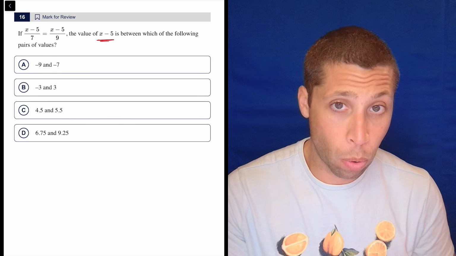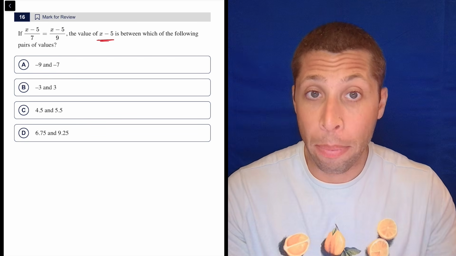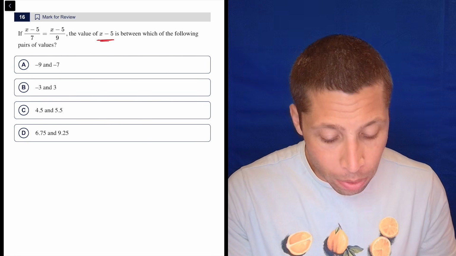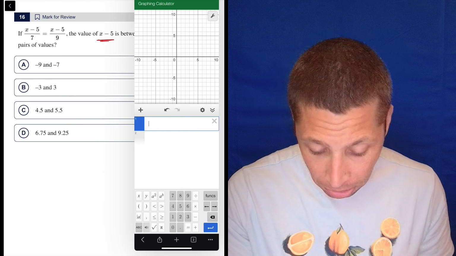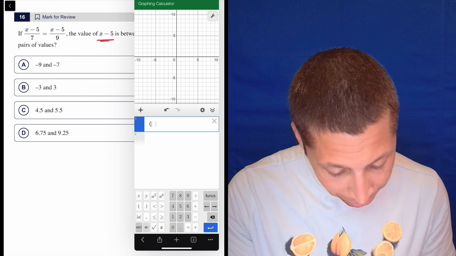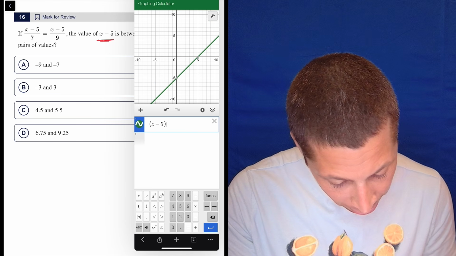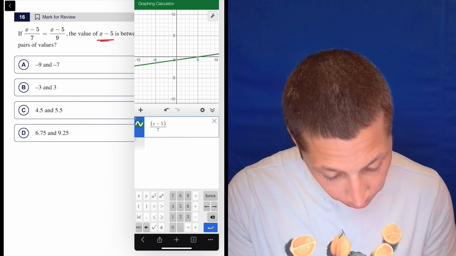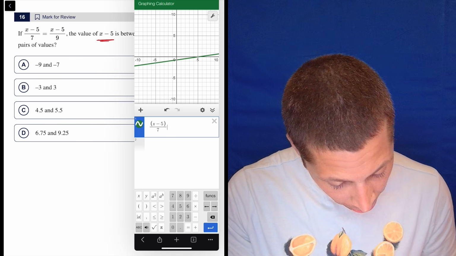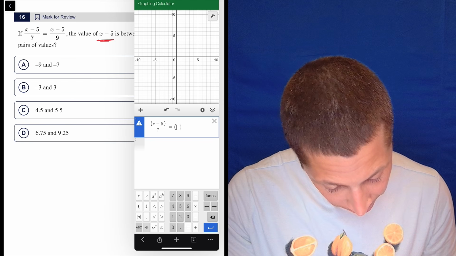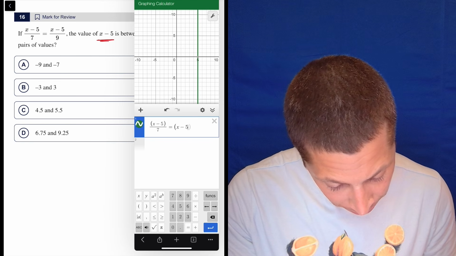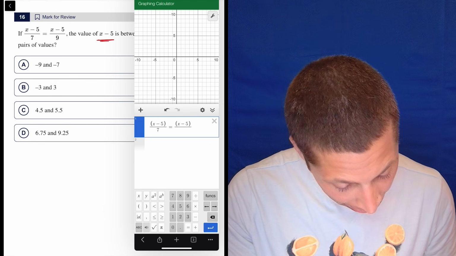But I see that I have an equation that only has one type of variable, x's. So Desmos can solve that for me. So I'm just going to type this into Desmos. Let's do it. I'm going to put parentheses around these x minus 5s because it makes it easier to type on the iPad, divided by 7. So that way I can do that a little bit more easily. And this is going to equal, again, parentheses, x minus 5 divided by 9.